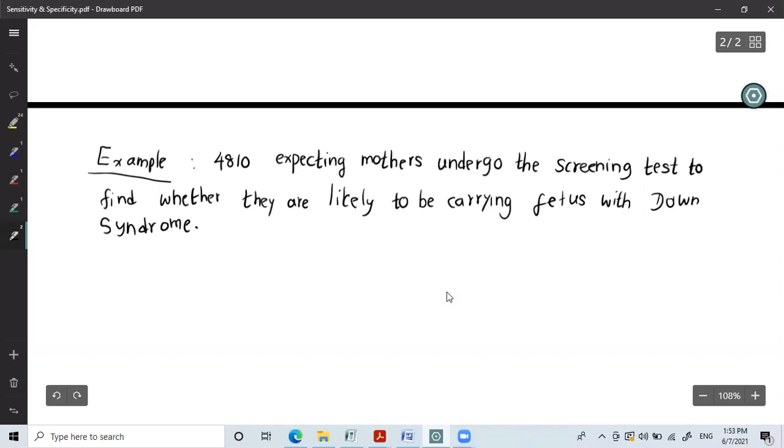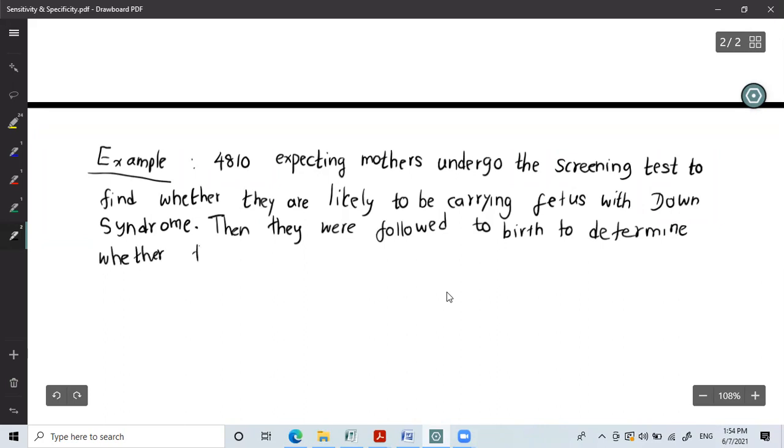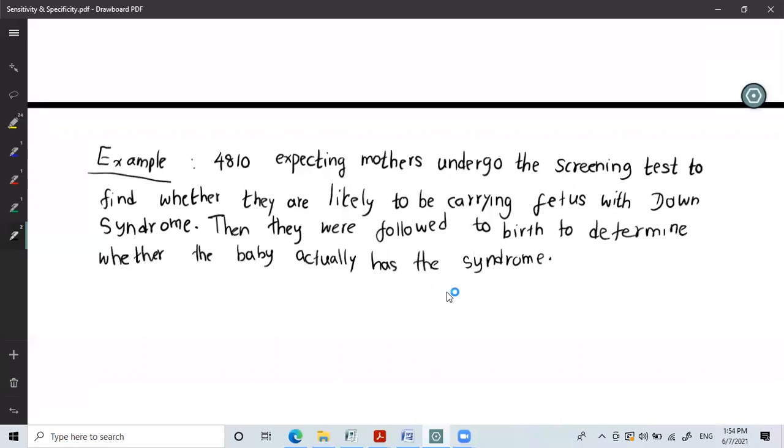Okay, so in this sample, after they were followed until they delivered the baby, they recorded whether the baby is healthy or suffering from this syndrome. So what they want to check is whether the screening test is actually giving the correct result. Right, so let's see what numbers they got. Okay. So I'm going to draw the table now.